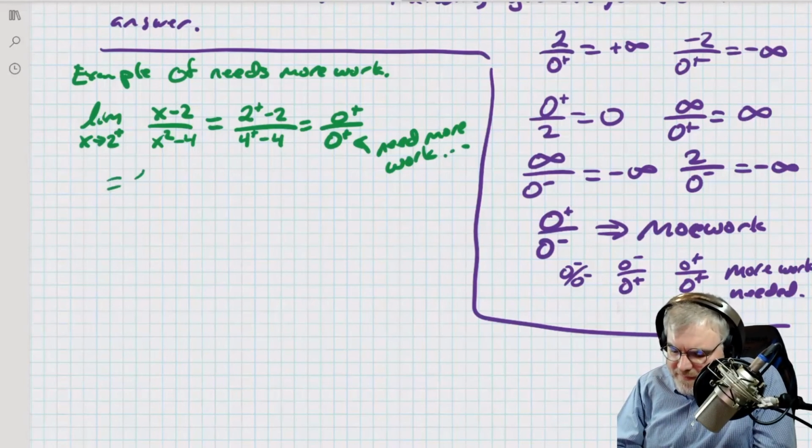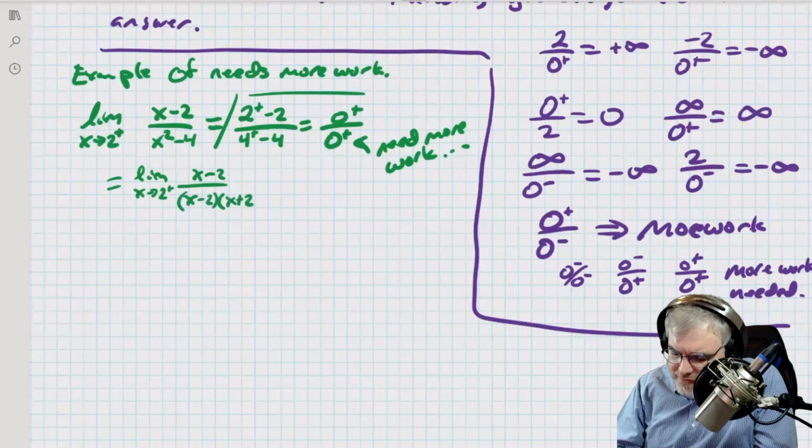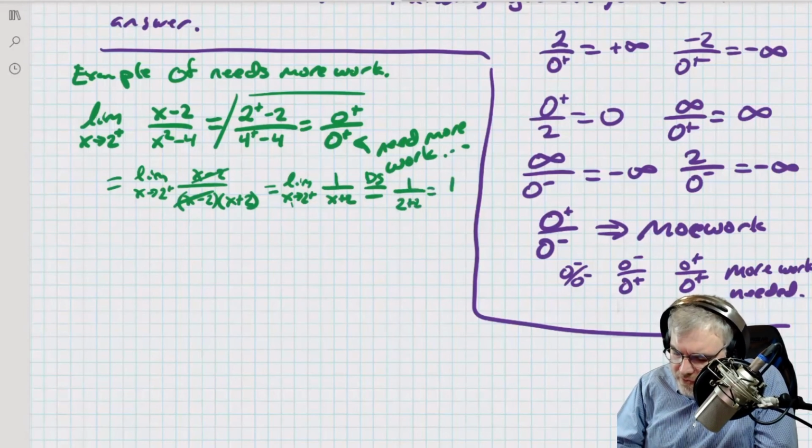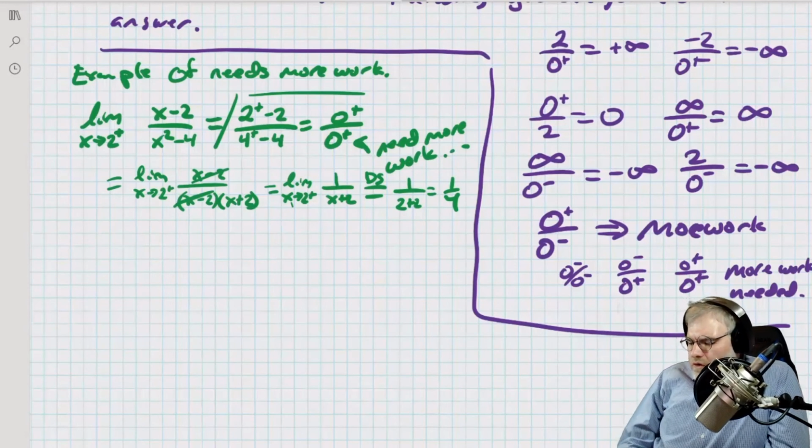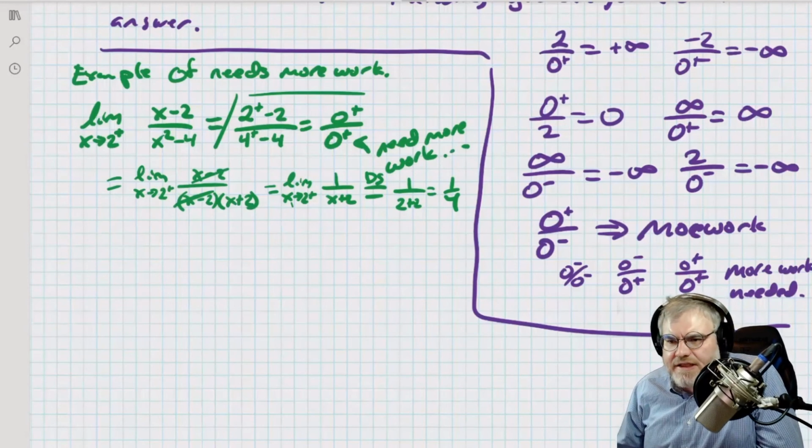So here, I'm actually going to have to factor. This is the same thing as the limit as x goes to 2 from the right of x minus 2 over x minus 2, x plus 2. Cancel, equals the limit as x goes to 2 from the right of 1 over x plus 2, which equals, because now I'm in the domain, 1 over 2 plus 2 equals 1 over 4. Are there any questions, comments, issues, suggestions, or thoughts?